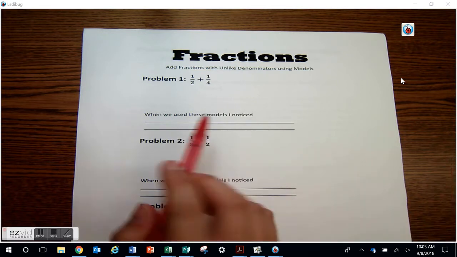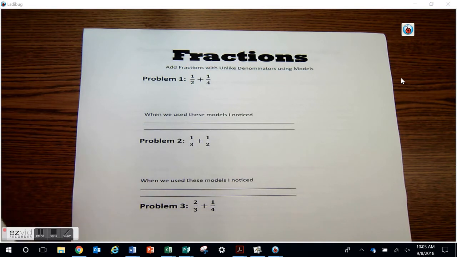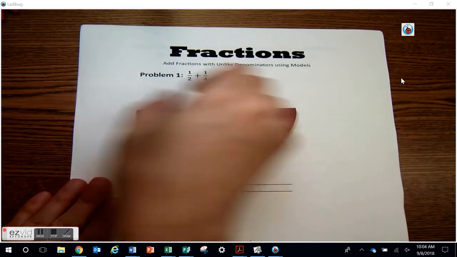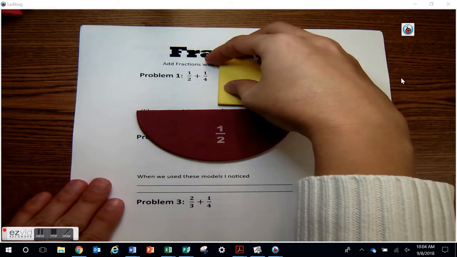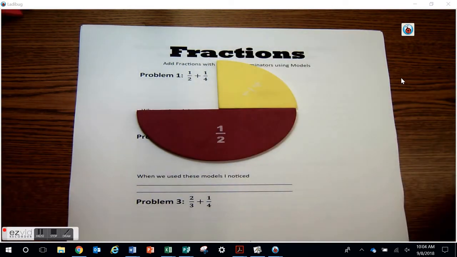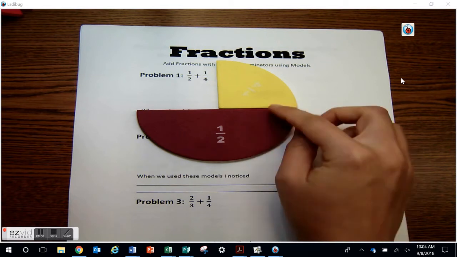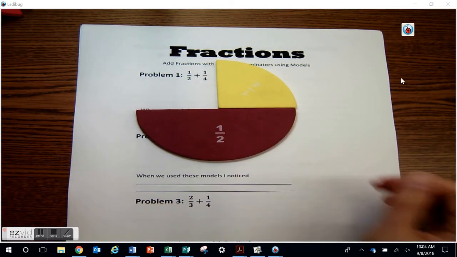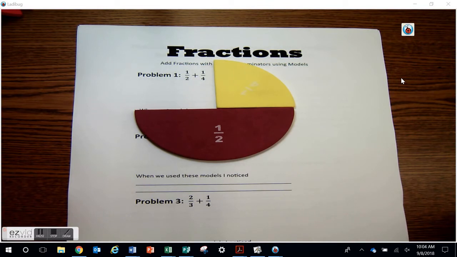Let's go ahead and try to add 1/2 and 1/4. Now, if I have these two that I'm adding, you cannot tell me what my sum is because these are not the same size pieces. In order for me to add, I need to use the same size pieces.